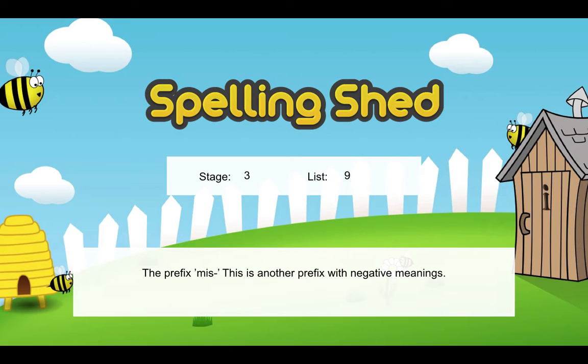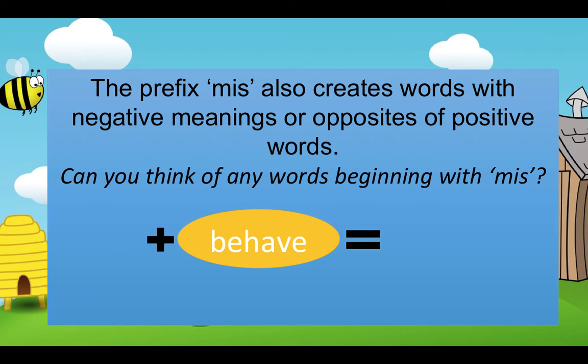Okay, let's have a look at our spelling rule for this week. We're going to be looking at the prefix miss. Last week we looked at the prefix dis, D-I-S, and this week we're looking at the prefix miss, M-I-S. Now this is quite similar to dis because the job that it does is it changes the meaning of words and often gives it a negative meaning. So, the prefix miss creates words with negative meanings or opposites of positive words.